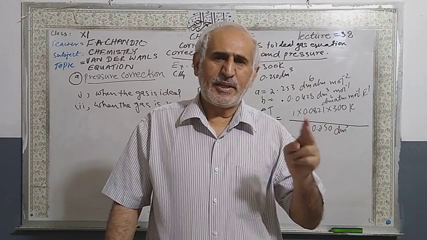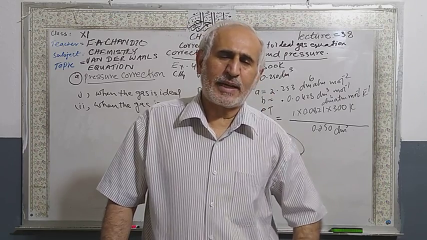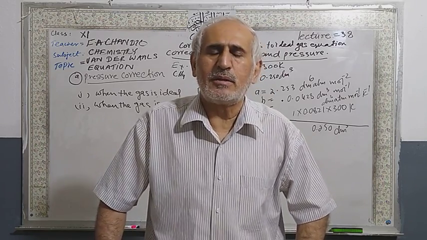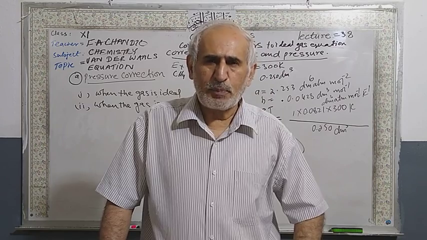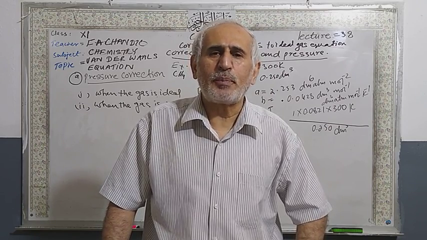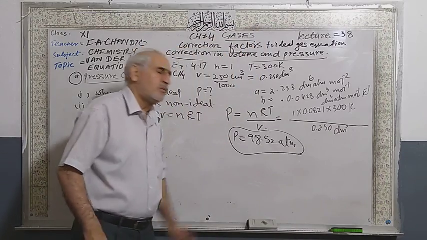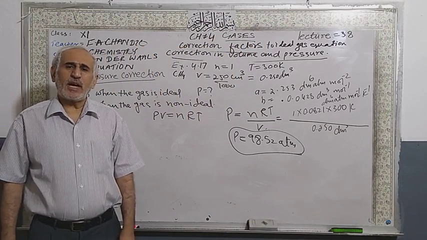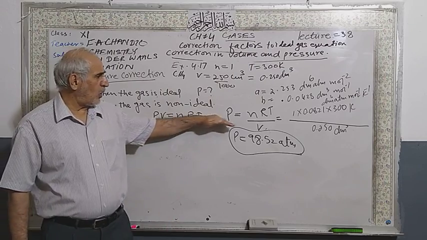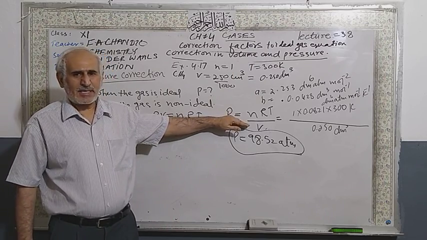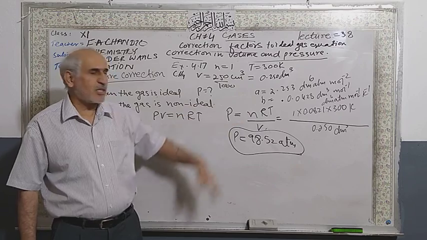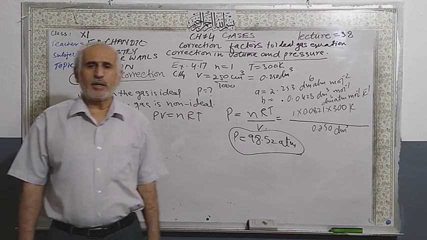Because of non-ideality, two factors I told you: the gas is non-ideal at high pressure and low temperature. The pressure is very high. That's why if you are using the ideal gas equation according to these conditions, the methane gas is non-ideal.